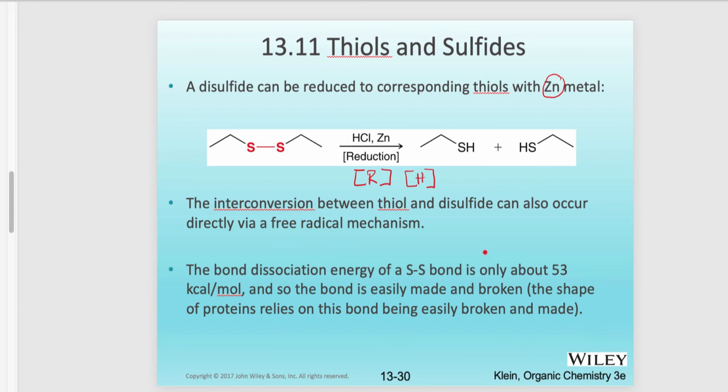But I think what's more important in understanding the dynamics here is that we see quite a few sulfur-sulfur bonds in proteins. And this bond can easily be broken. It's only about 53 kcals per mole for the bond dissociation energy. So dissociation meaning breaking apart. And that actually influences the shape of proteins. And in fact, that is what's being manipulated when one perms hair.